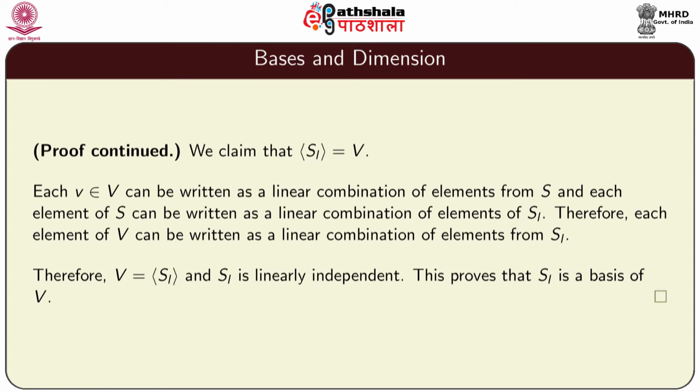So, this proves that if we have a finite dimensional vector space, that means a vector space V having a finite spanning set S, then we can find a subset of the spanning set S which is linearly independent and which spans V.